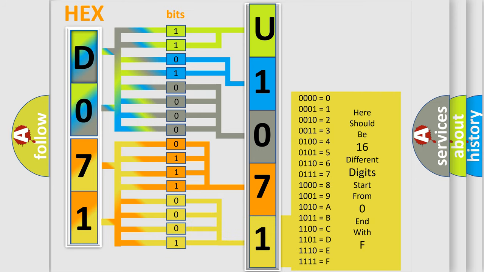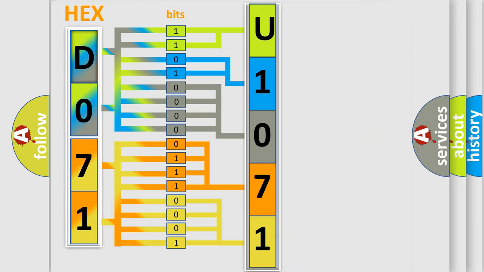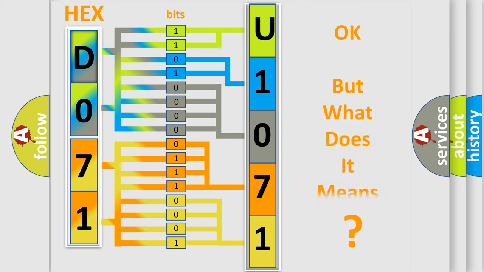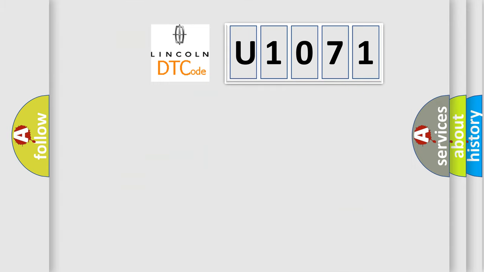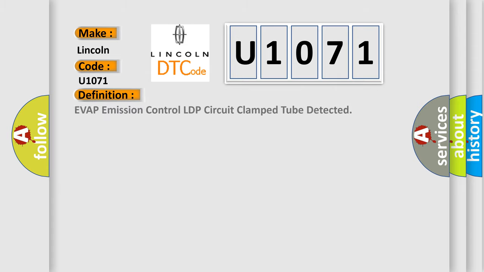We now know in what way the diagnostic tool translates the received information into a more comprehensible format. The number itself does not make sense to us if we cannot assign information about what it actually expresses. So, what does the diagnostic trouble code U1071 mean specifically for Lincoln vehicles? The basic definition is EVAP emission control LDP circuit clamp tube detected.